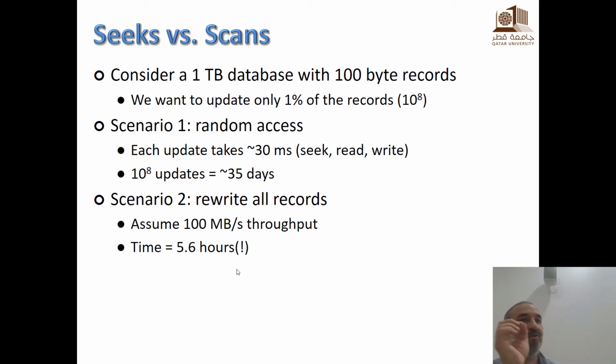Where is the problem here? Why did we get that much lower number, much faster time?